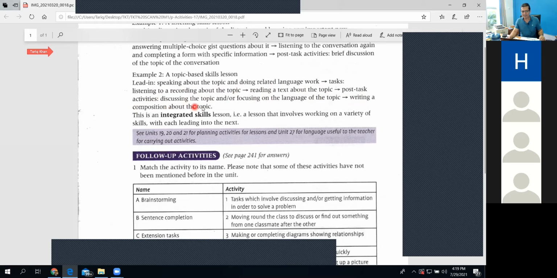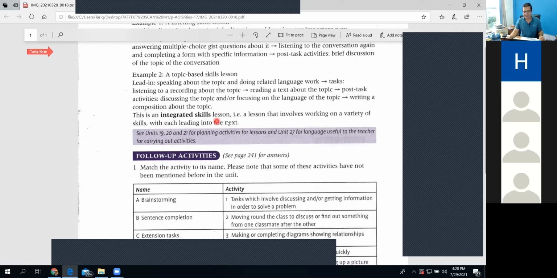Post-task activity, discuss the topic and focus on the language of the topic. Then you discuss what they did and find out the language focus, what was there. Was it a practice of passive voice? Was it a practice of particular tense? Was it a practice of particular form of the language? What was that? So you can focus on that and discuss with them.